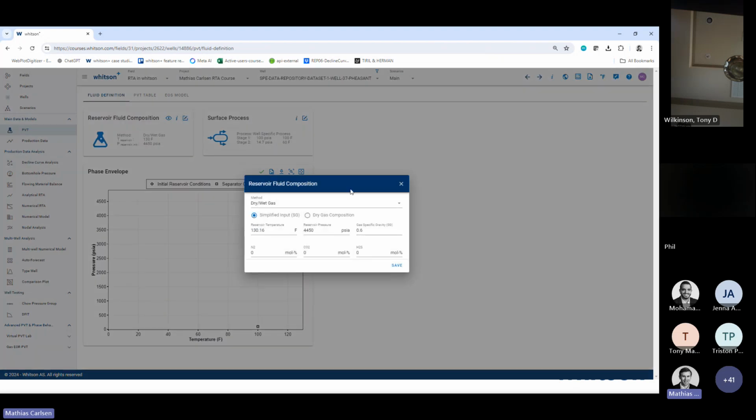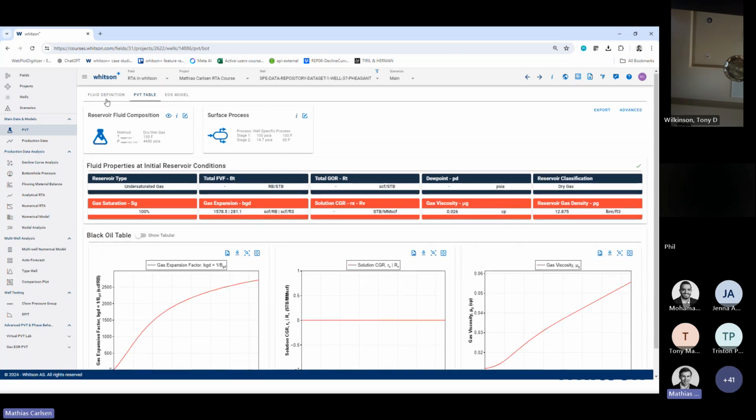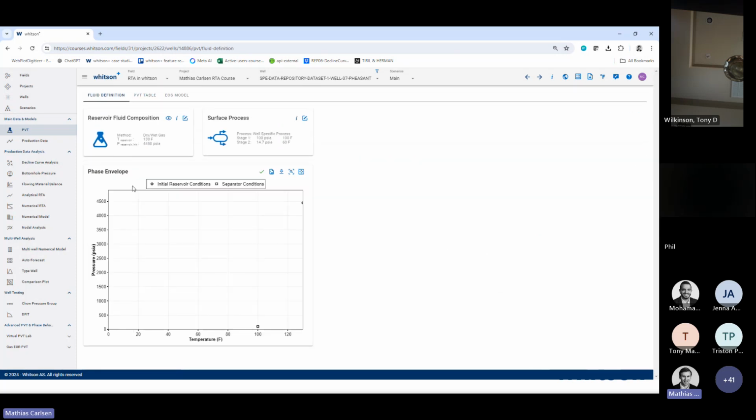These wells have actually uploaded bottom hole pressure for us, so we're not going to do anything there. This is a super boring type of PVT because it's a dry gas well, but we like to start with dry gas wells because they're simple. Once we've done that, I would like us to move all the way down to analytical RTA.